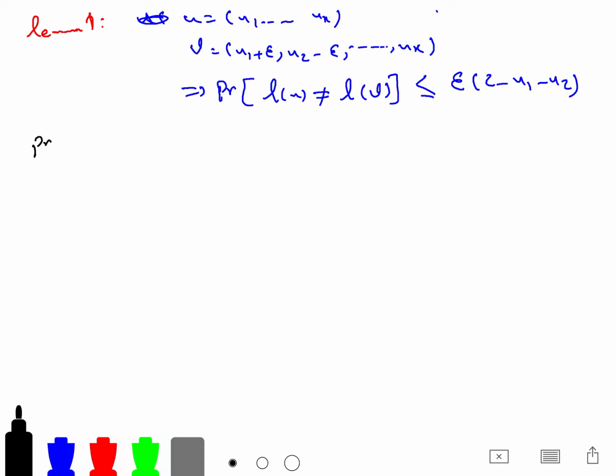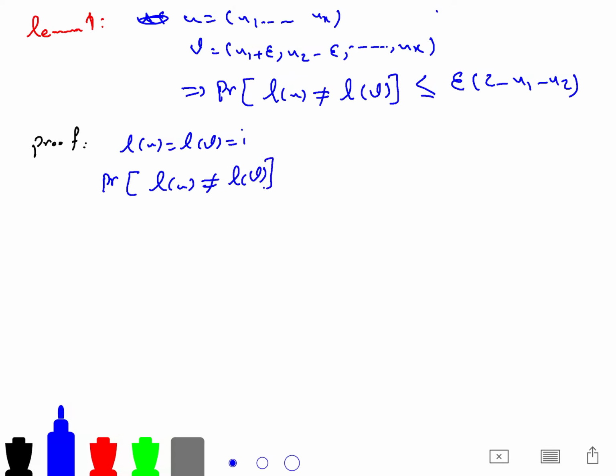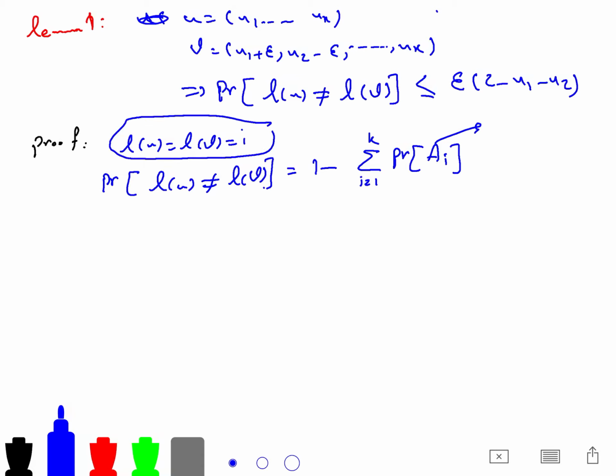The proof is very simple. Let Ai be the event that L of u is equal to L of v equal to i. The probability that L of u is not L of v, the one that we want to prove, is equal to 1 minus the sum from i equal 1 to k of the probability of Ai. So Ai is just the event that they have the same labels and they correspond to the same terminal. So we just need to see what the probability of A1, A2, Ai is, and then we sum them like this, and then we prove it.